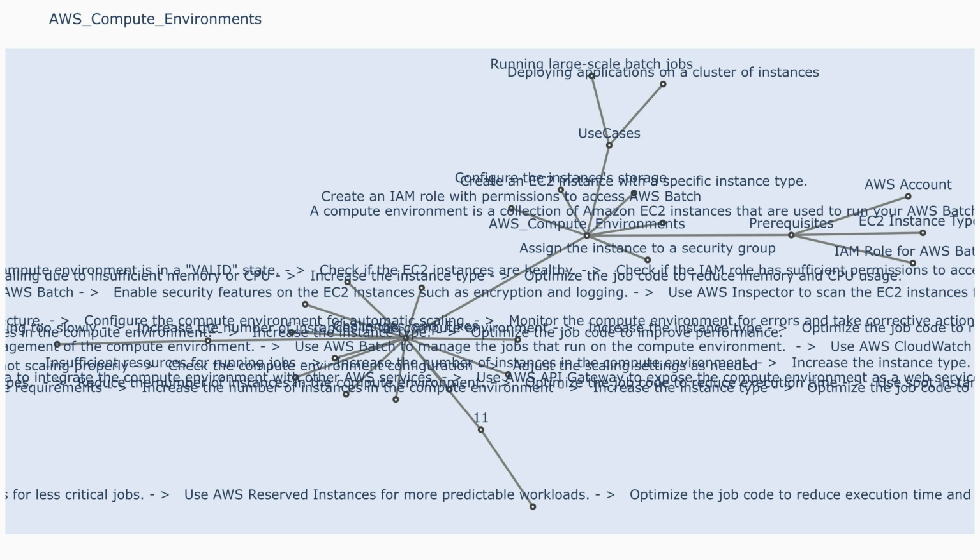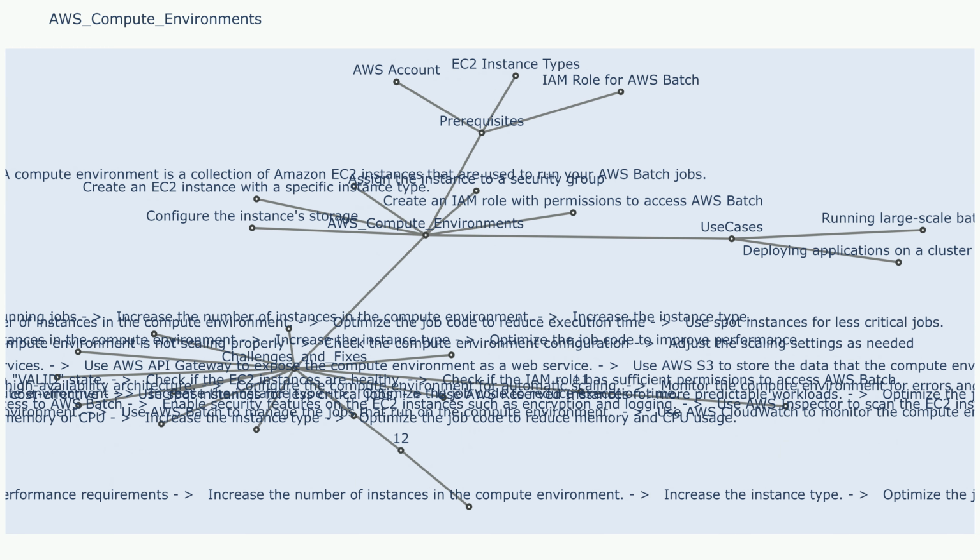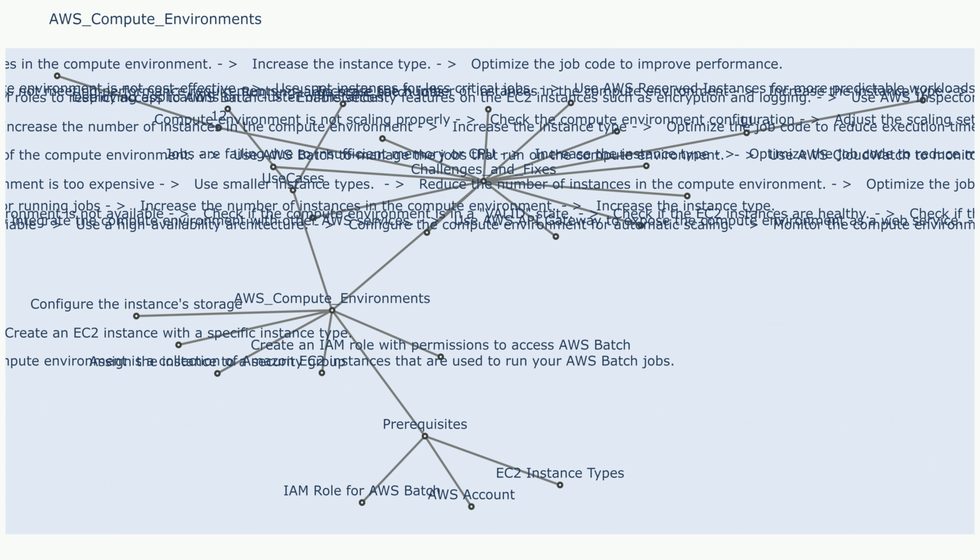AWS Compute Environments. Description: a compute environment is a collection of Amazon EC2 instances that are used to run your AWS Batch jobs. Prerequisites: an AWS account, enrolling for AWS Batch, and knowing EC2 instance types. Use cases: running large-scale batch jobs and deploying applications on a cluster of instances.